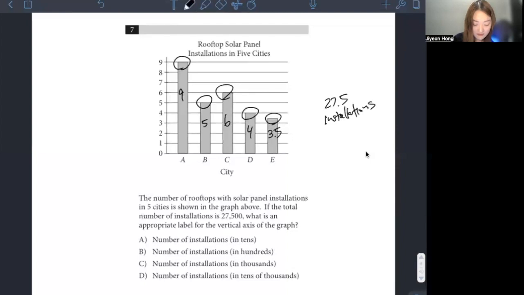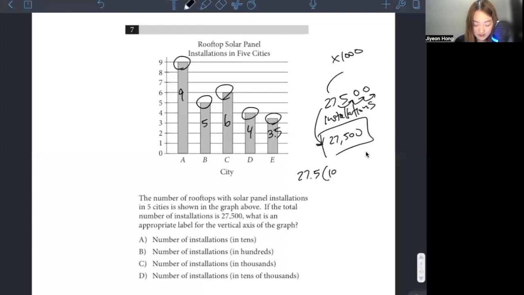And from 27.5 to 27,500, I'm going to move over the decimal 1, 2, 3 times and add the 2 zeros, right? So I moved the decimal over 3 times. In other words, I'm going to multiply this by 1,000 in order to get to 27,500. So 27.5 times 1,000 is equal to 27,500. Therefore, I can conclude that the vertical axis should be number of installations in thousands, C.